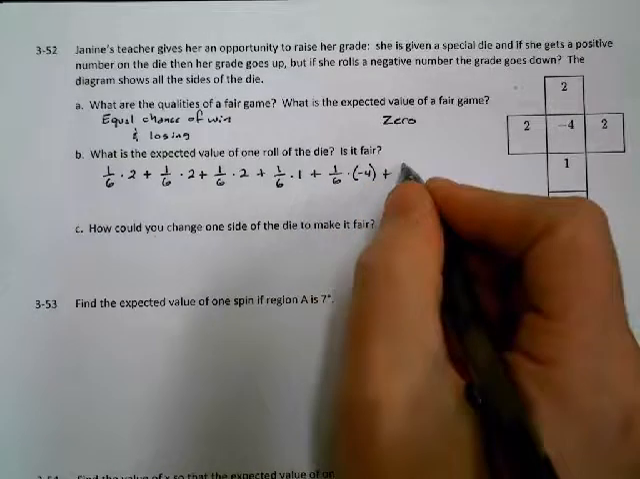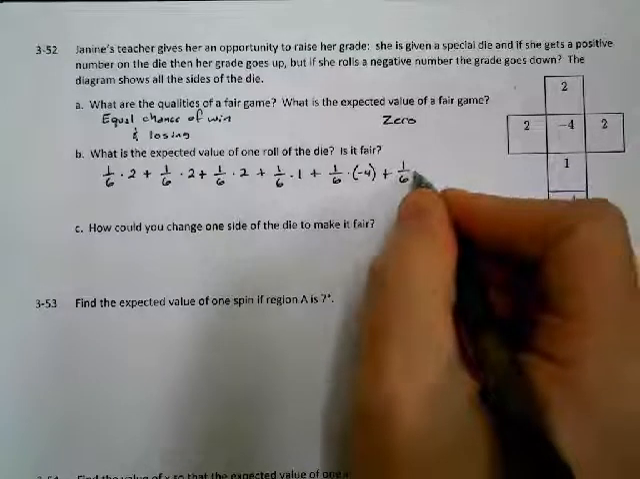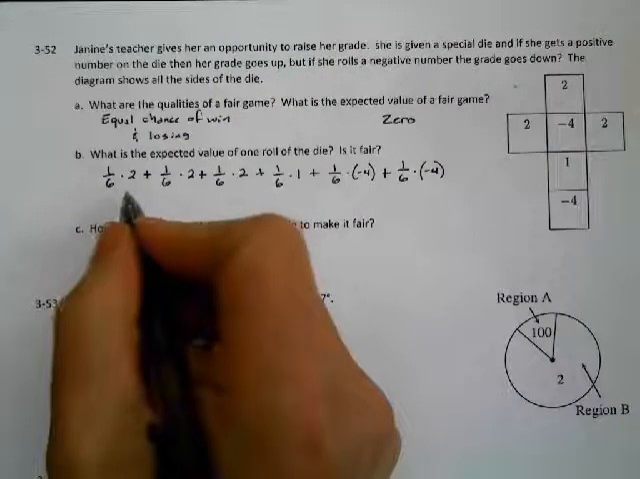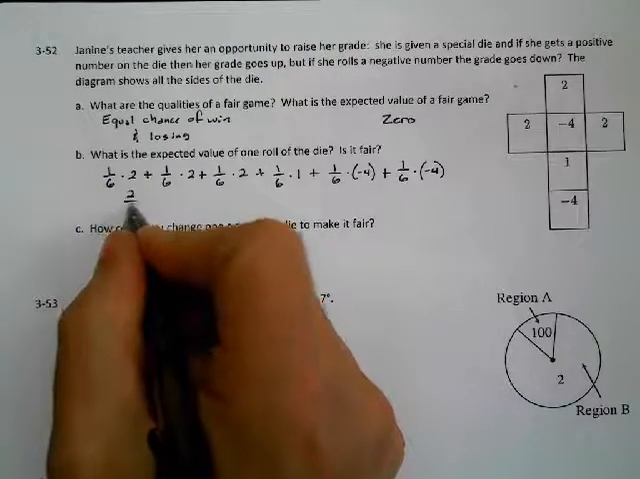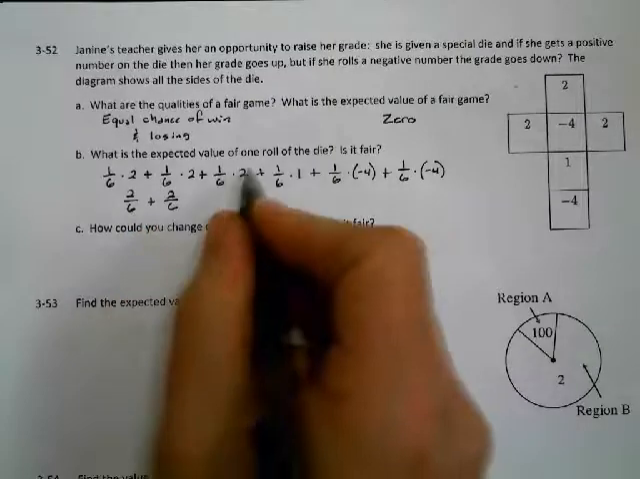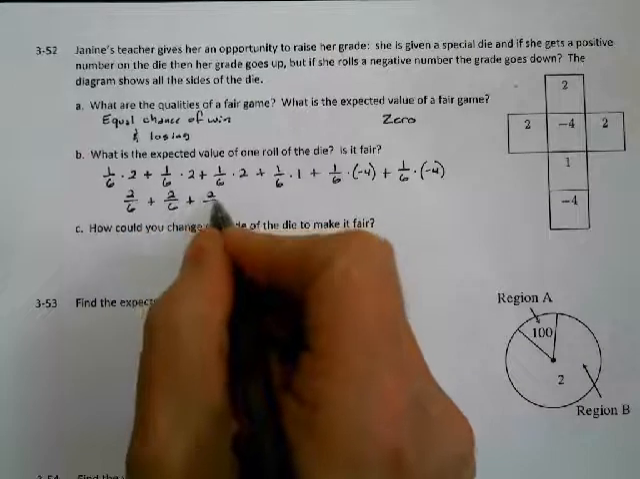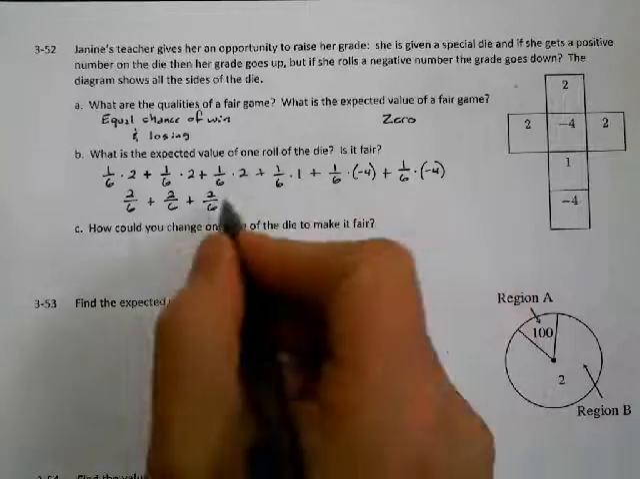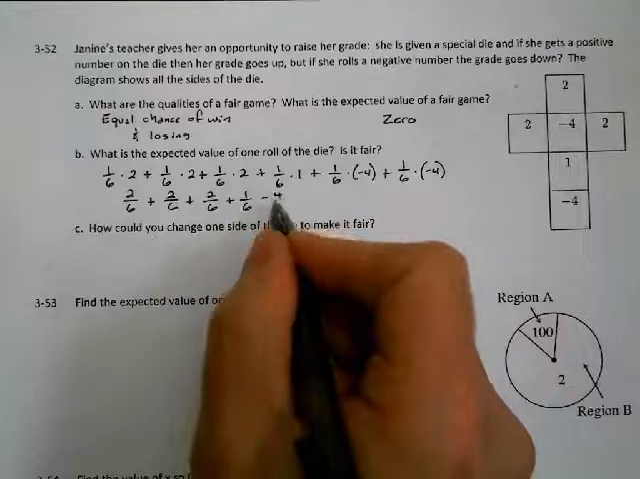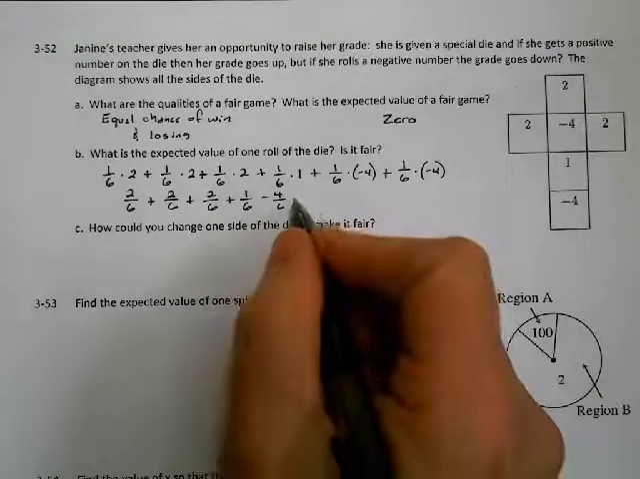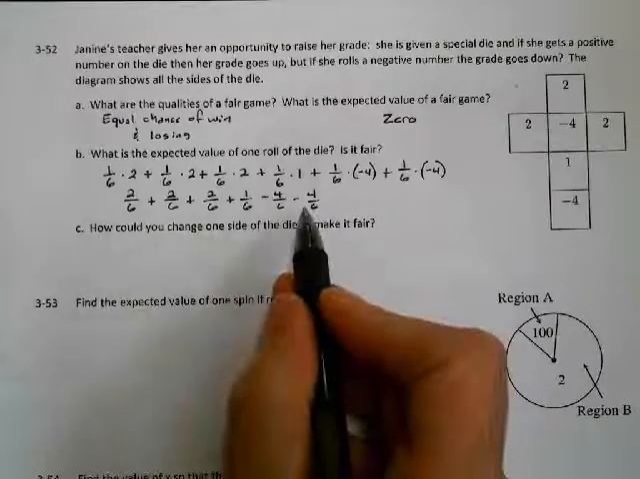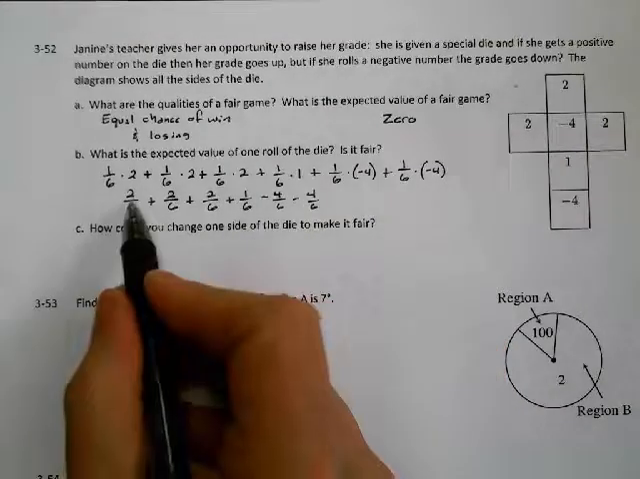Let's look at these outcomes. 2 times 1/6 is 2/6. I'm just going to leave it as 6ths for right now. 2/6 again. 2/6 again. 1/6. -4/6. And -4/6. So since everything's in 6ths, I can just add up my numerators. 1, 2, 3, 4, 5, 6, 7. -8. Oh, this teacher is evil.